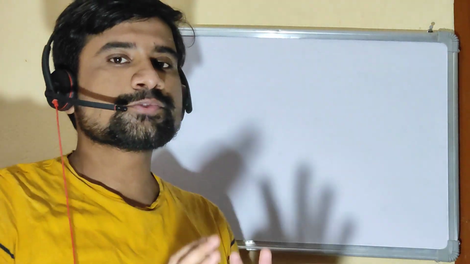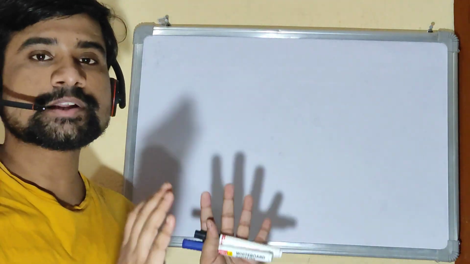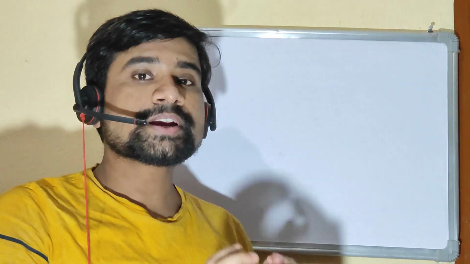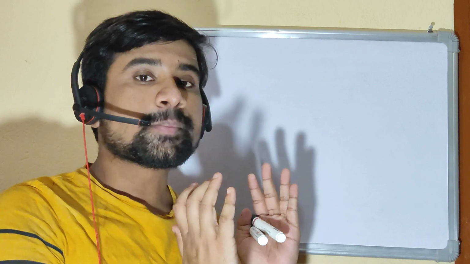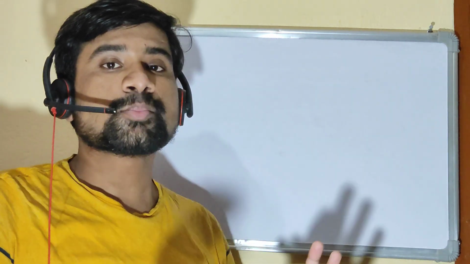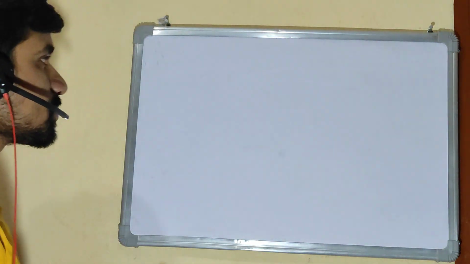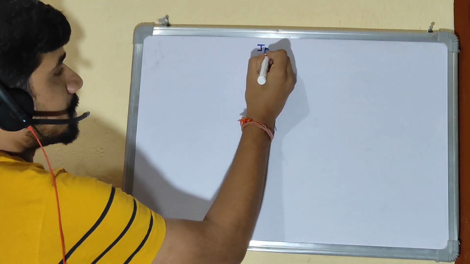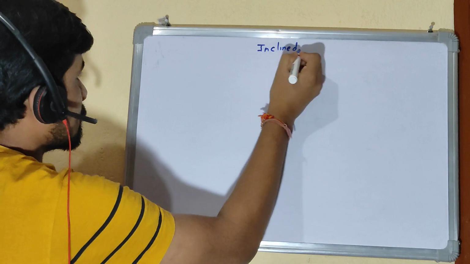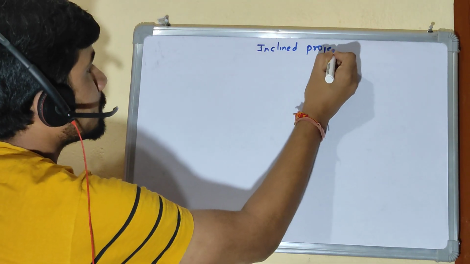Now we will discuss one more specific case of projectile motion. We just discussed horizontal projectile motion, where we project the body horizontally or parallel to the x-axis and there is no component of velocity along the y direction. Now the type of motion we will discuss is inclined projection, or inclined projectile motion.